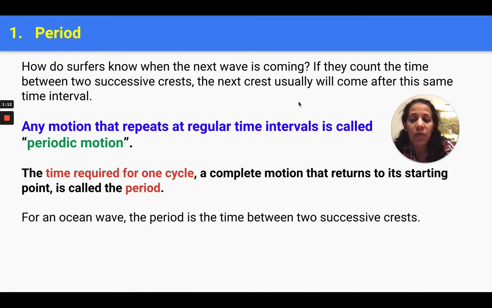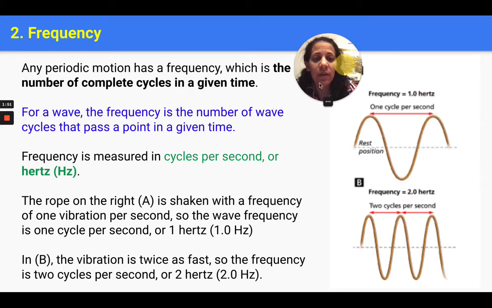So the time required for one cycle, a complete motion that returns to its starting point, is called a period. From the starting point of the wave till it ends is called one period, and then it starts again, another period, and then it starts again, another period. For instance, in the ocean wave for the surfer, the period is the time between the two crests, the two top parts of waves. And of course, they have to be successive. The word successive means after each other, so you can't skip one. Then it would be the period, or the time between them.